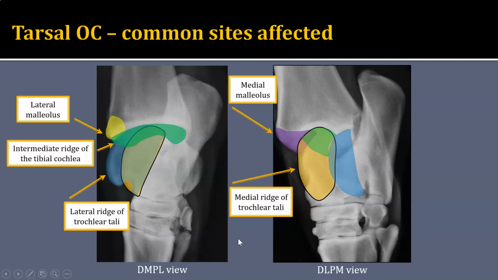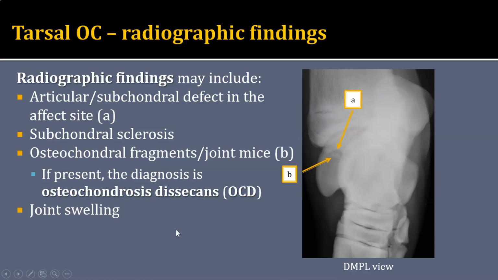Again, any shaded slides will be for your review later. This slide lists the radiographic findings that we might identify. When we're looking at tarsal osteochondrosis, just like any other site, we are looking for an articular or subchondral defect in the site where the lesion is located.